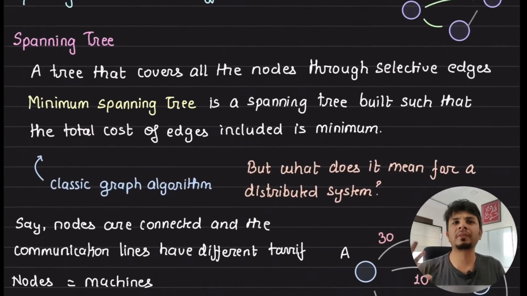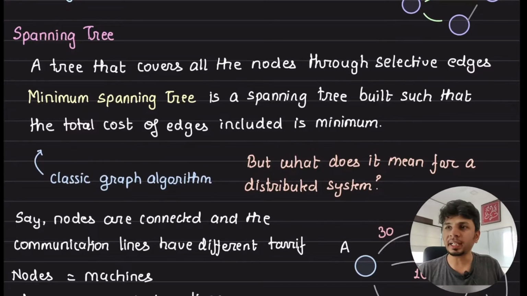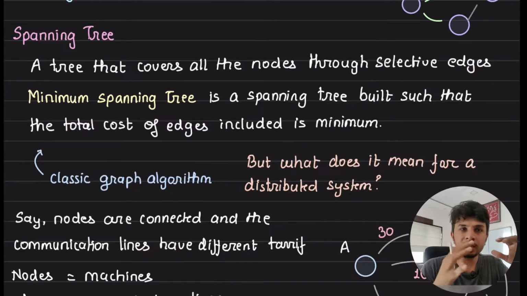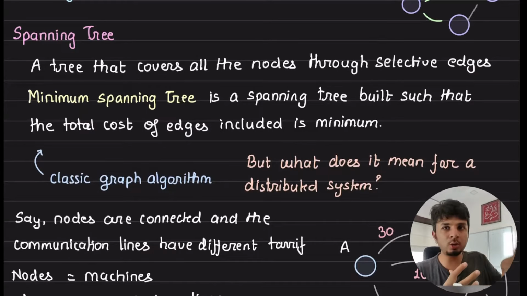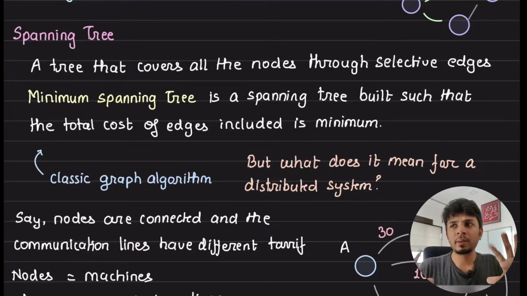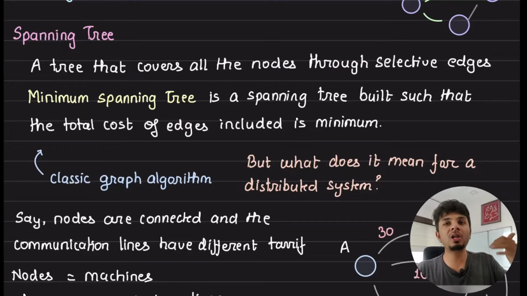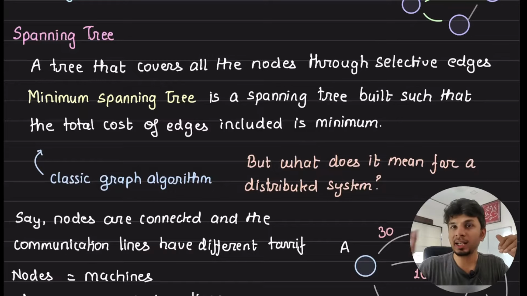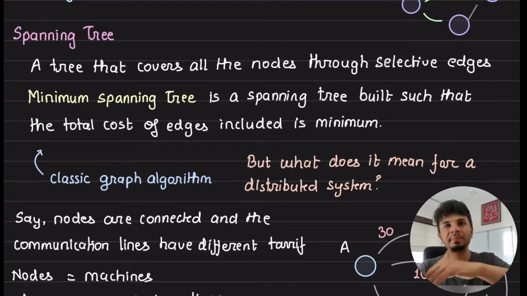Right? So first of all, what is a spanning tree? A spanning tree of a particular network is a tree in which all the nodes of the network are covered, but only a subset of edges are covered. And that is a spanning tree. So we are ensuring that we are covering all the nodes, but it is possible that we are not covering some of the edges. Now, a minimum spanning tree is a spanning tree such that the total cost of edges included in the tree is minimum.